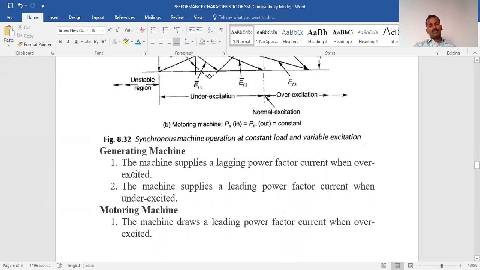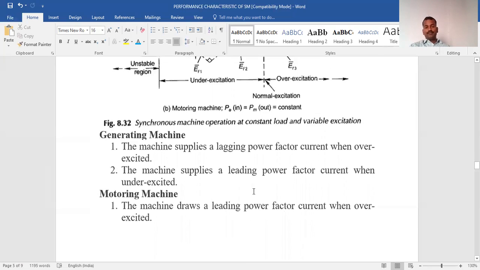Generating machine supplies a lagging power factor current when overexcited. Means when the generator is overexcited, it will work like an inductor in lagging mode, and hence lagging power will be supplied. But the machine supplies a leading power factor current when under excited. In case of under excitation of the generator, it will work in leading mode. Means it will work like a condenser, a capacitor.